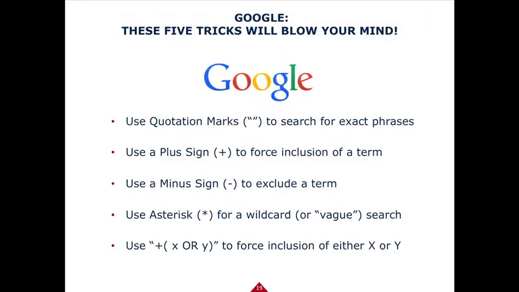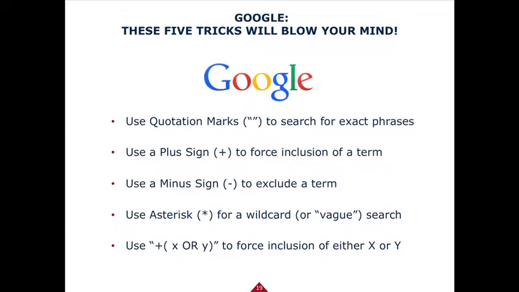Also, a plus sign will force inclusion of a term in your results. Sometimes Google just determines that you don't really need that term in your results, so we can force the inclusion of it. Same with a minus sign. You can exclude a term if Google insists on returning something that you don't really want to see. There's also the asterisk, which is usually known as a wildcard. I've heard it referred to lately as a vague search, which I really like. So we're going to be using the example John something Smith.